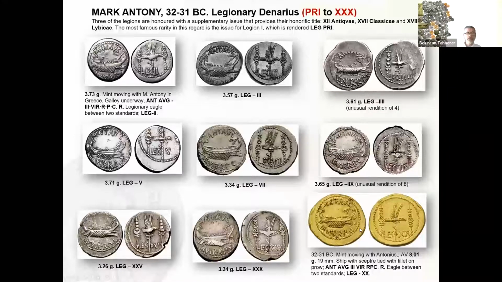One other interesting thing here is the damnatio memoriae here. As you see, the name of Antony was erased, scraped.